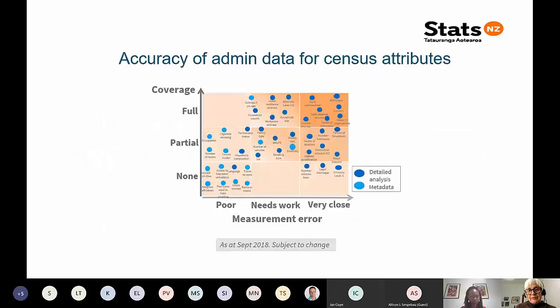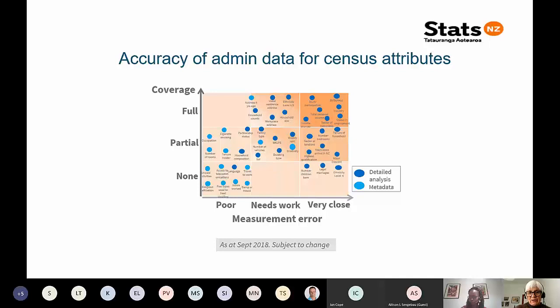And then we've done more detailed analysis on quite a few variables now, the ones that looked like they had good potential from an early look at the metadata. And those are the variables that are in dark blue on this diagram, that we've done detailed analysis for. And this diagram is using a quality framework that's built off a total survey error framework. So on the vertical axis we have coverage, so that's how much of your population do you have information about. And on the x-axis is measurement error, so how close to the statistical concept that you want to know about is the information in the administrative data.